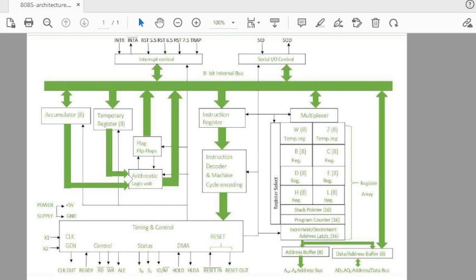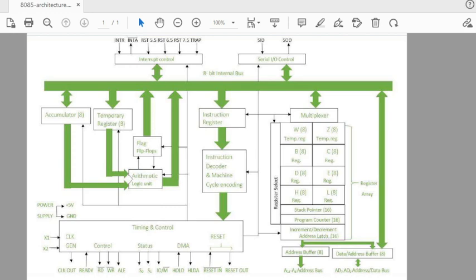program. Then there is a second main part, accumulator, which is a 8-bit register which stores the result of every arithmetic or logic operation. Then there is a temporary register which is 8-bit register that holds the data temporarily generated meanwhile the execution of a program.